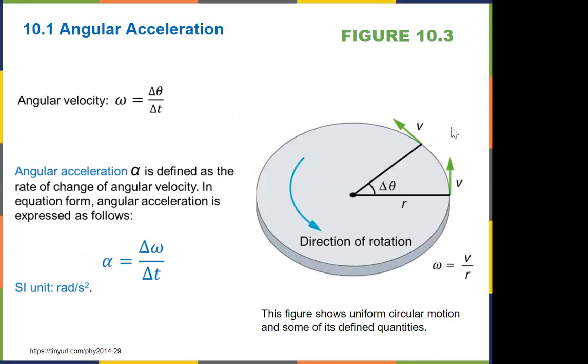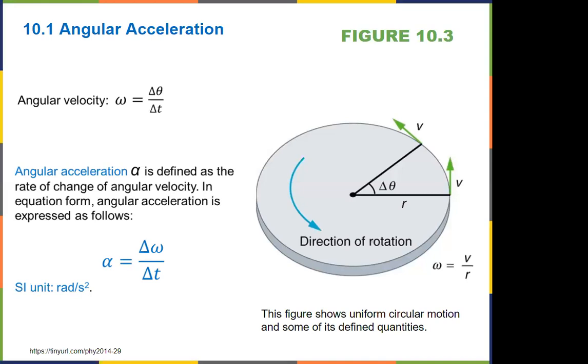Last time we started this chapter 10. So we'll have a quick look. Basically we talked about angular acceleration. Angular acceleration is defined as the change in angular velocity divided by the change in time t.